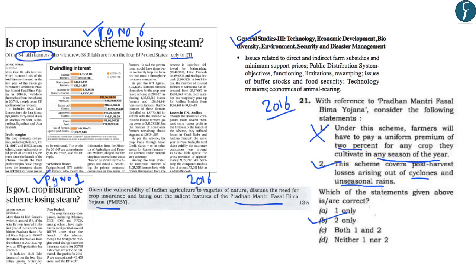Now this scheme was started in the year 2016. So it talked about the salient features of Pradhan Mantri Fasal Bima Yojana. However, now 2 years have passed and the scheme has now been implemented. So now a question can be asked based on the problems and the challenges in the implementation of Pradhan Mantri Fasal Bima Yojana. So you should cover these aspects of the Pradhan Mantri Fasal Bima Yojana from the mains examination point of view. With this, let us move on to the next article.